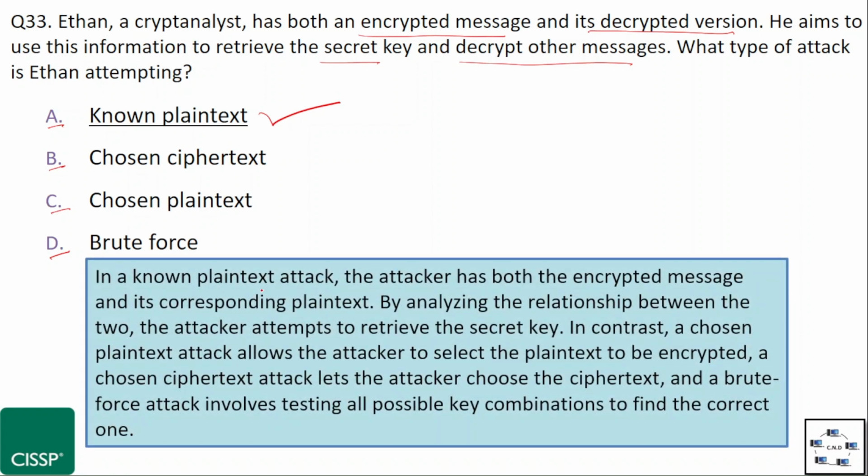In a known plaintext attack, the attacker has both the encrypted message and its corresponding plaintext. By analyzing the relationship between the two, the attacker attempts to retrieve the secret key. In contrast, a chosen plaintext attack allows the attacker to select the plaintext to be encrypted. A chosen ciphertext attack lets the attacker choose the ciphertext, and a brute force attack involves testing all possible key combinations to find the correct one.